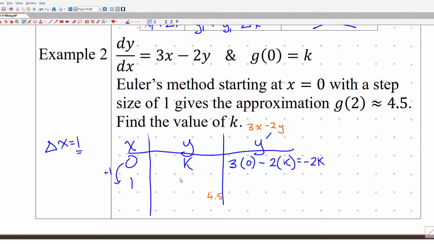Okay, so the hard part now. I'm going to take that old k, and let me write this a little neater.